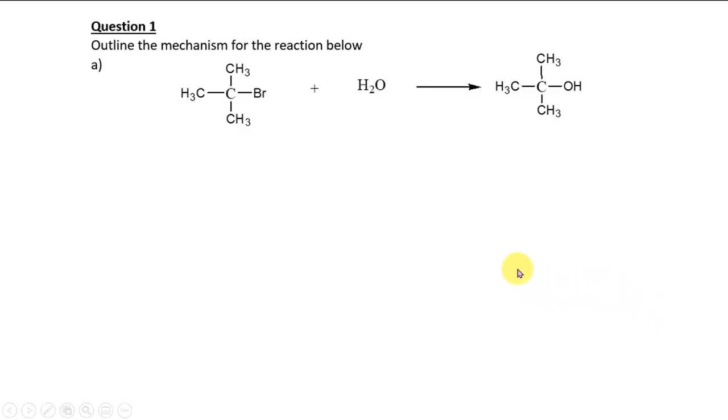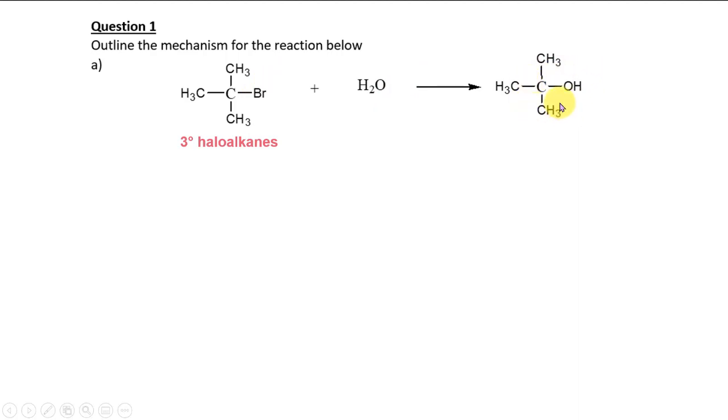Next, let's try the first example question. Outline the mechanism for the reaction below. Here you have a haloalkane, and this haloalkane is a tertiary haloalkane as the bromine is attached to a tertiary carbon, so this carbon is attached to 3 carbons. When you react it with water, this is hydrolysis. We substitute the bromine with the OH to give an alcohol, a tertiary alcohol.